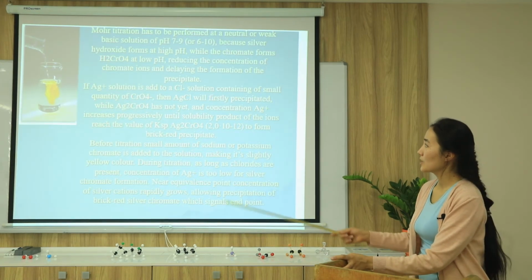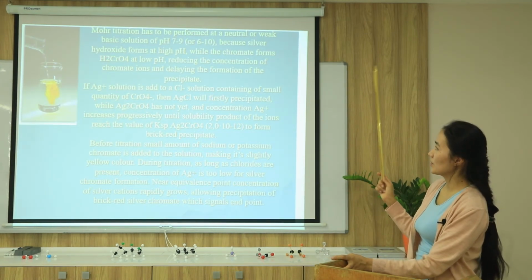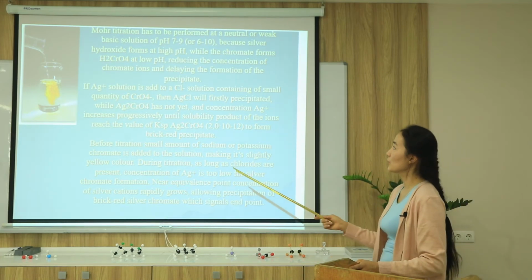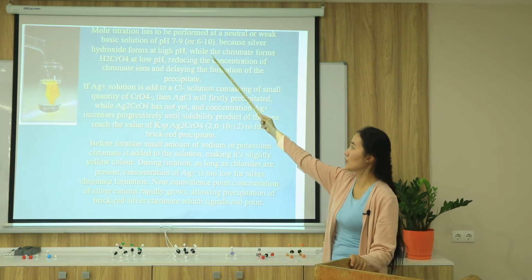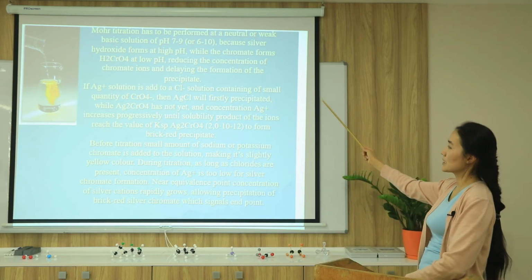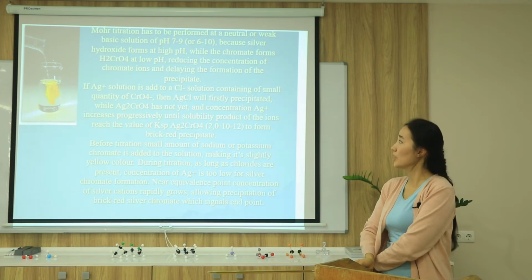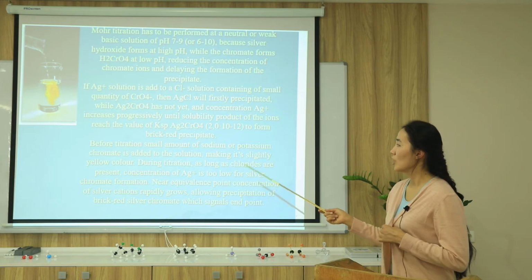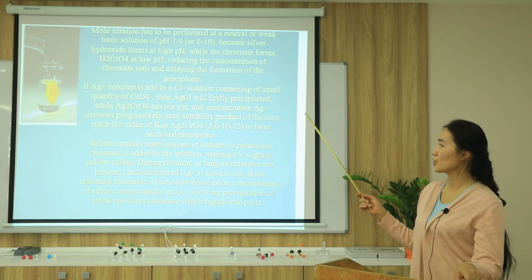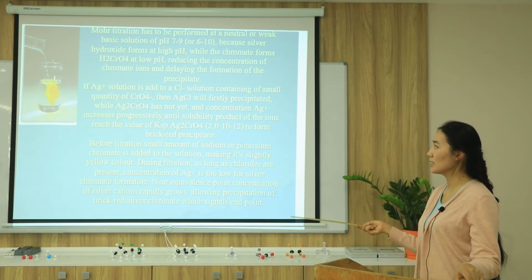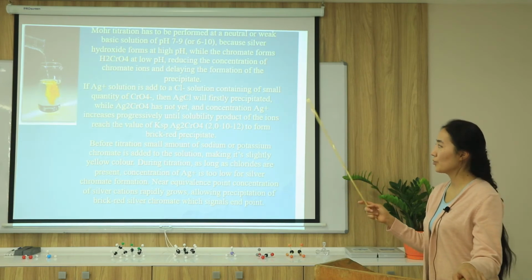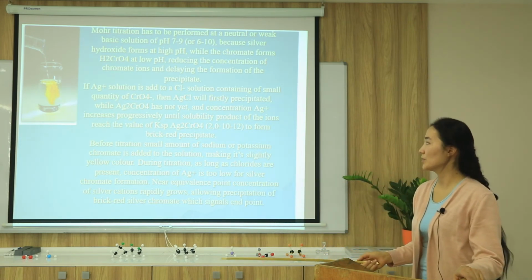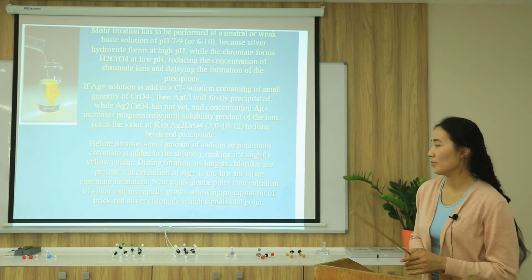Next. The Mohr titration is performed in a neutral or weakly basic solution, where the pH is from 7 to 9, or from 6 to 10, because silver hydroxide forms at high pH, while chromate is converted at low pH. Also, if silver solution is added to a chloride solution containing a small quantity of chromate, then silver chloride will precipitate first. So it depends on the pH.